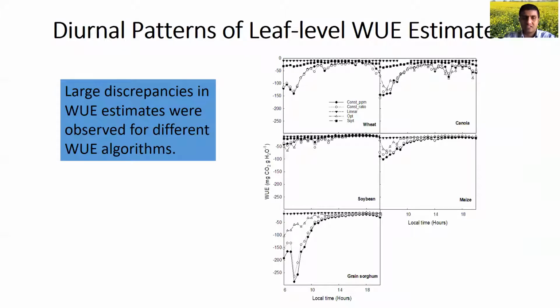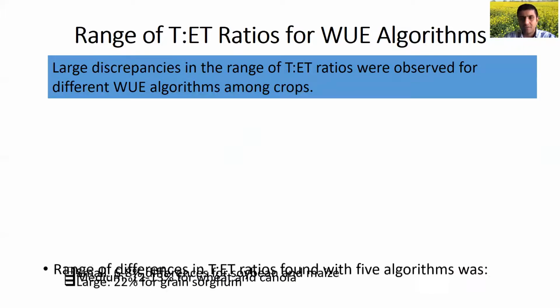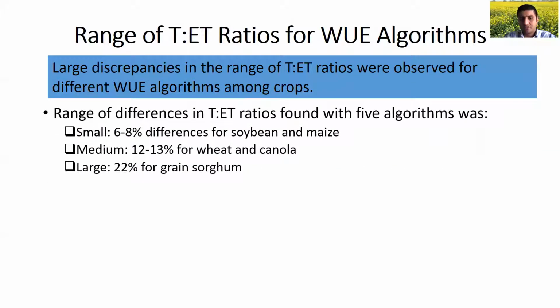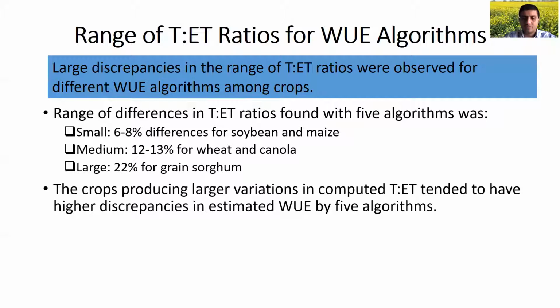And we also observed large discrepancies in water use efficiency estimates for these 5 different algorithms for different crops. And we also observed large discrepancies in the range of T and ET ratios for these 5 algorithms. The range of T and ET ratios found with 5 algorithms was 6 to 8% difference in soybean and maize, 12 to 13% difference in maize, wheat, and canola, and up to 22% difference in T and ET ratios for grain sorghum. The crops producing larger variation in computed T and ET ratios tended to have higher discrepancies in estimated water use efficiency for these 5 water use efficiency algorithms.